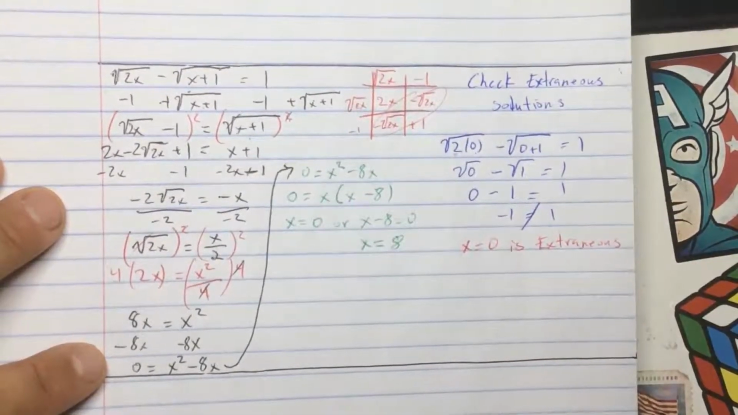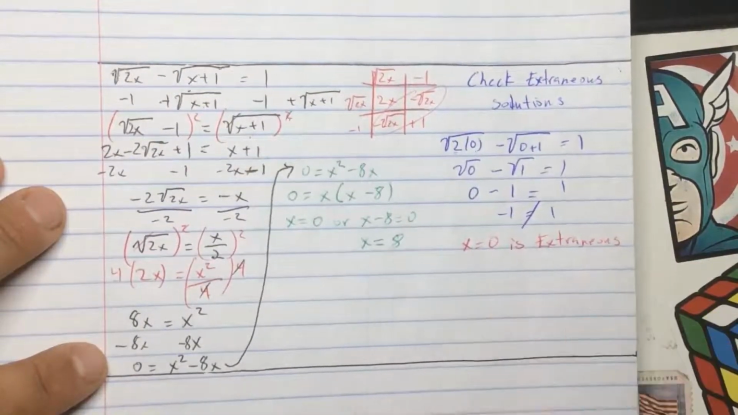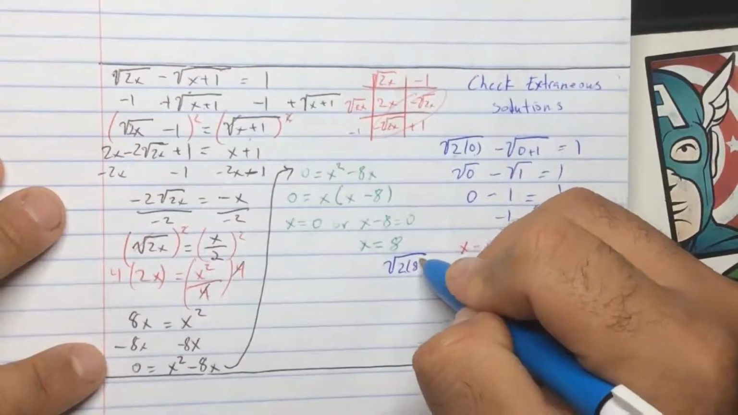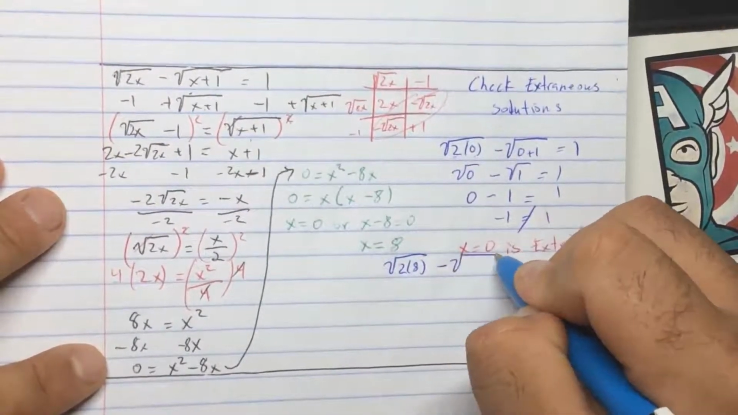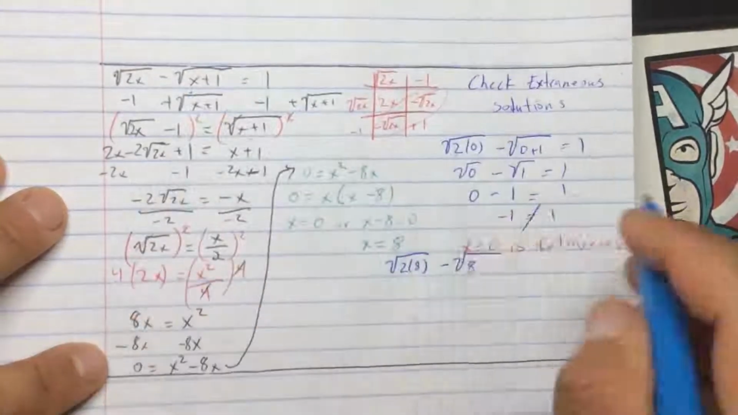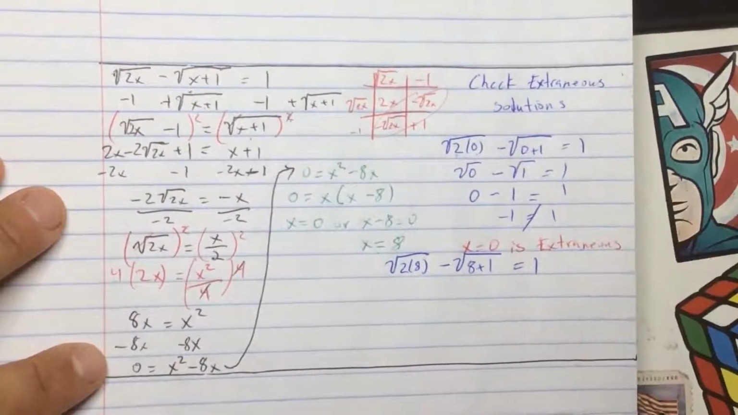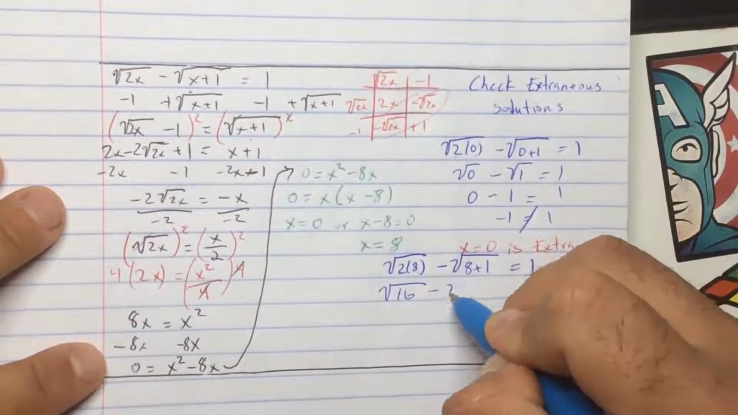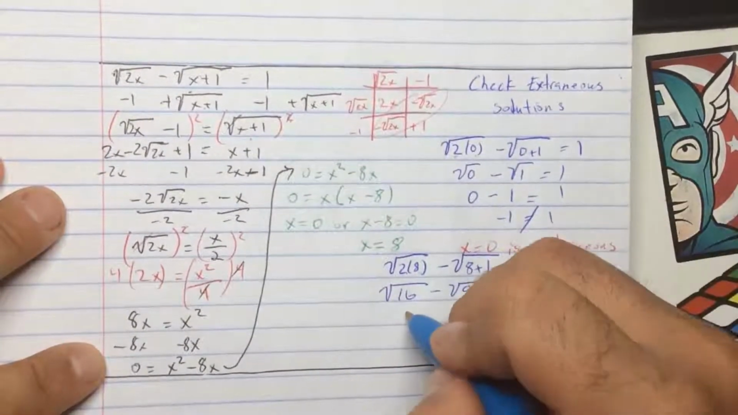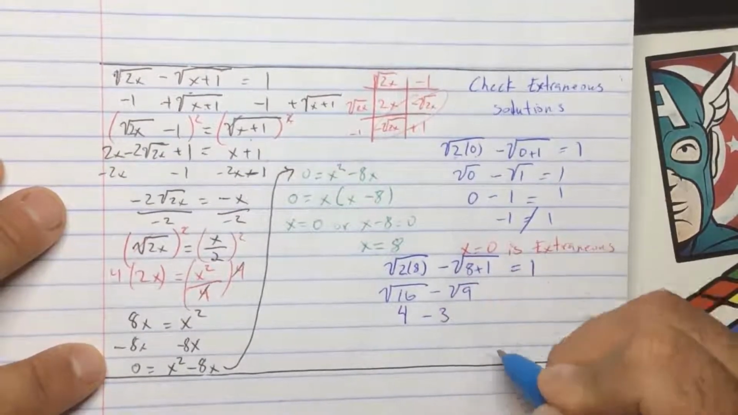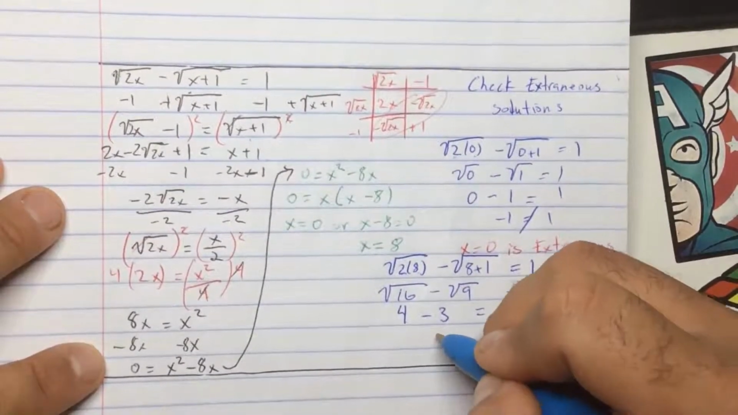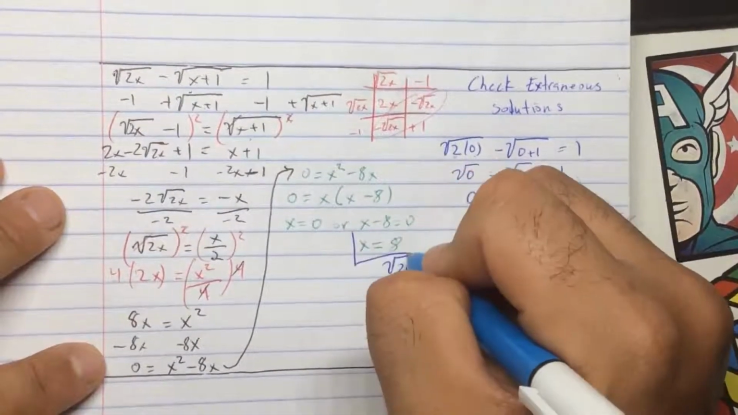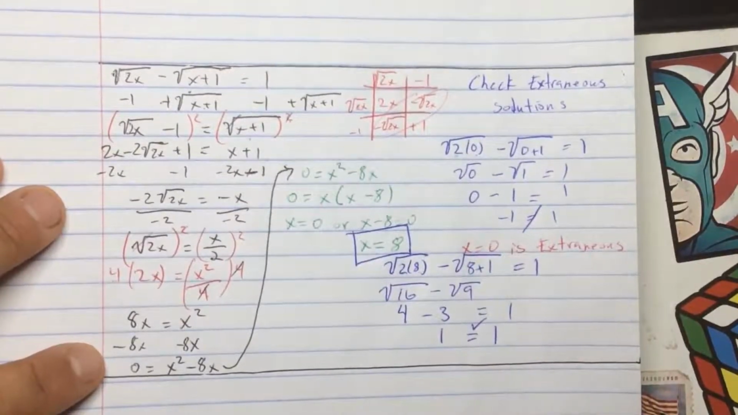Now we can check our next one, which is our 8. We have the square root of 2 times 8 minus the square root of 8 plus 1 is equal to 1. So let's find out. 2 times 8 is 16, minus the square root of 9, perfect squares, which is great. So we have 4 minus 3, which indeed equals 1. So 1 is indeed equal to 1. Big old check mark there. So we know that x is equal to 8 is our solution.